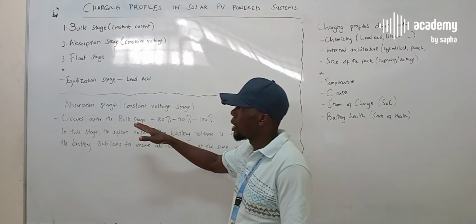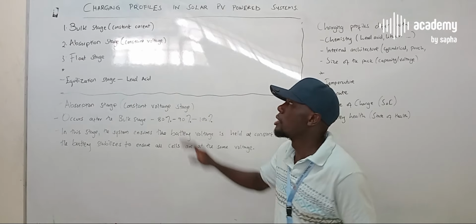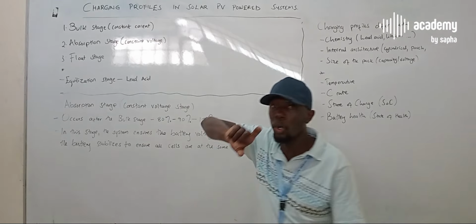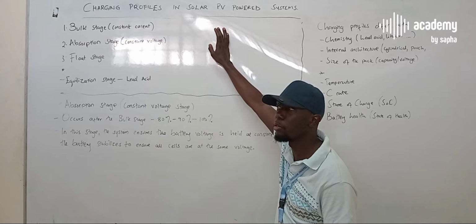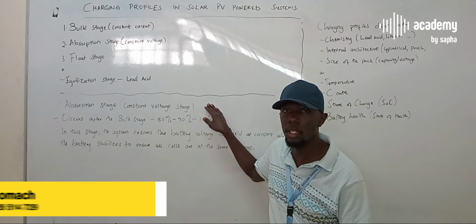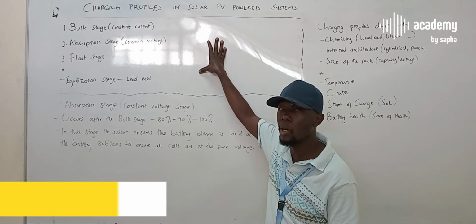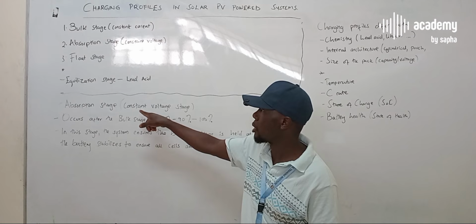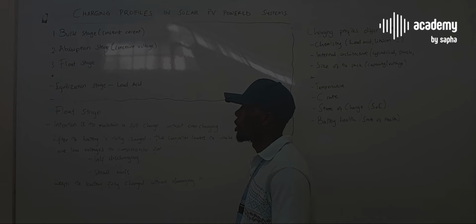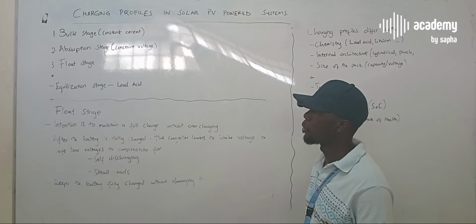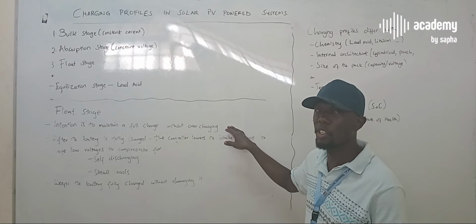So again, this absorption stage is normally critical because, for example, if your system has been designed to charge at 14 volts or 13 volts at the bulk stage, at the absorption stage the voltage will drop. Whatever the system will be picking from the panels or the power source will drop so that you avoid overcharging the battery pack. So in the float stage period, the intention is to ensure that the battery is fully charged, but it's not overcharging.